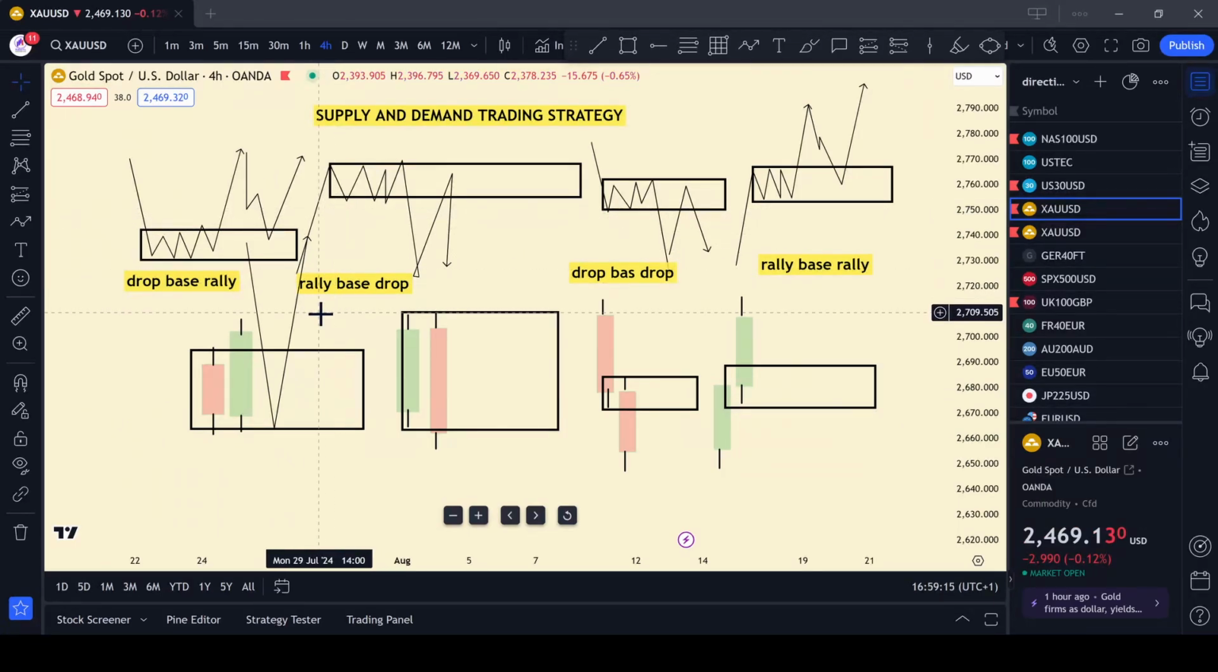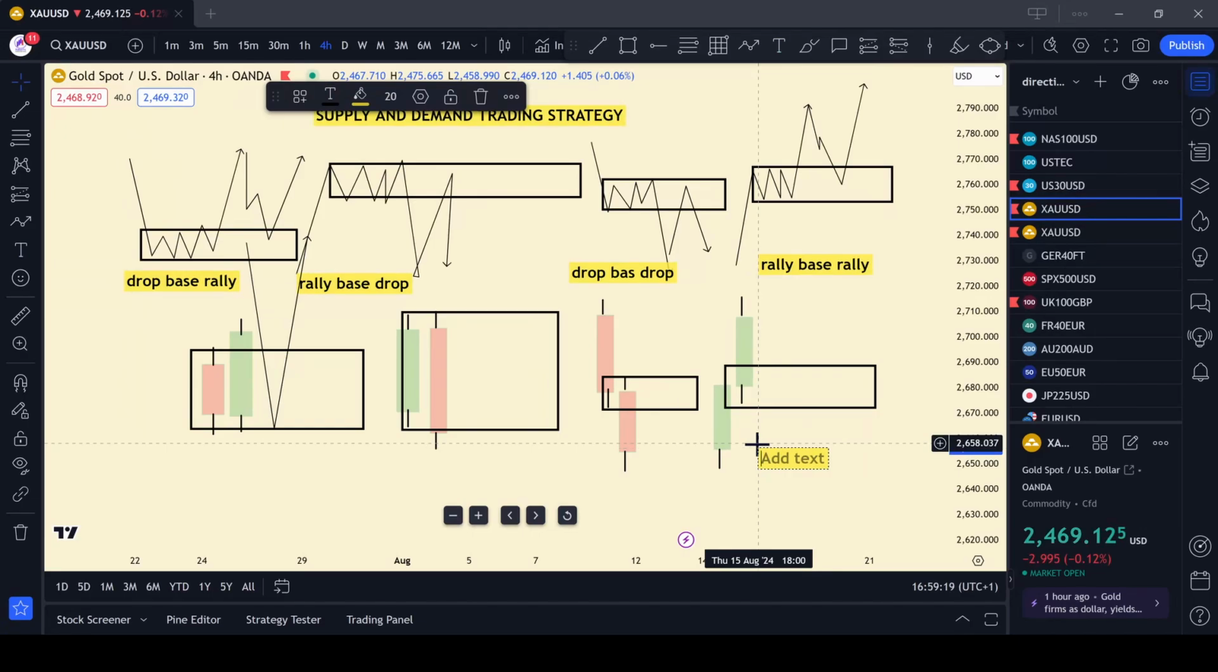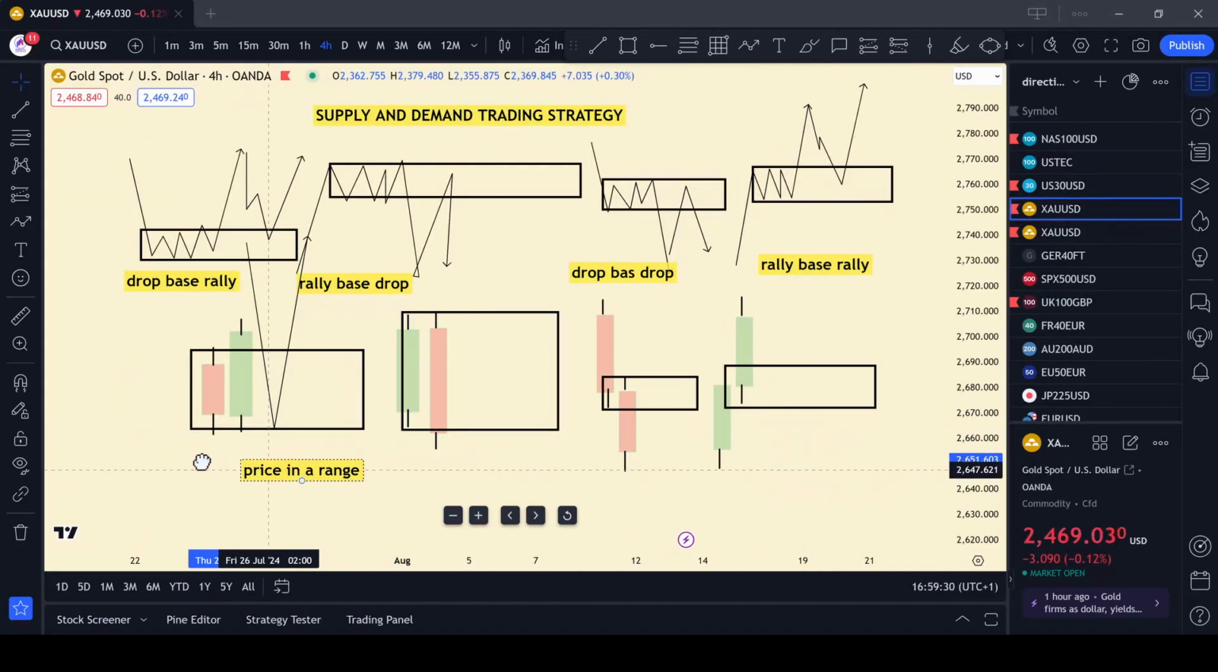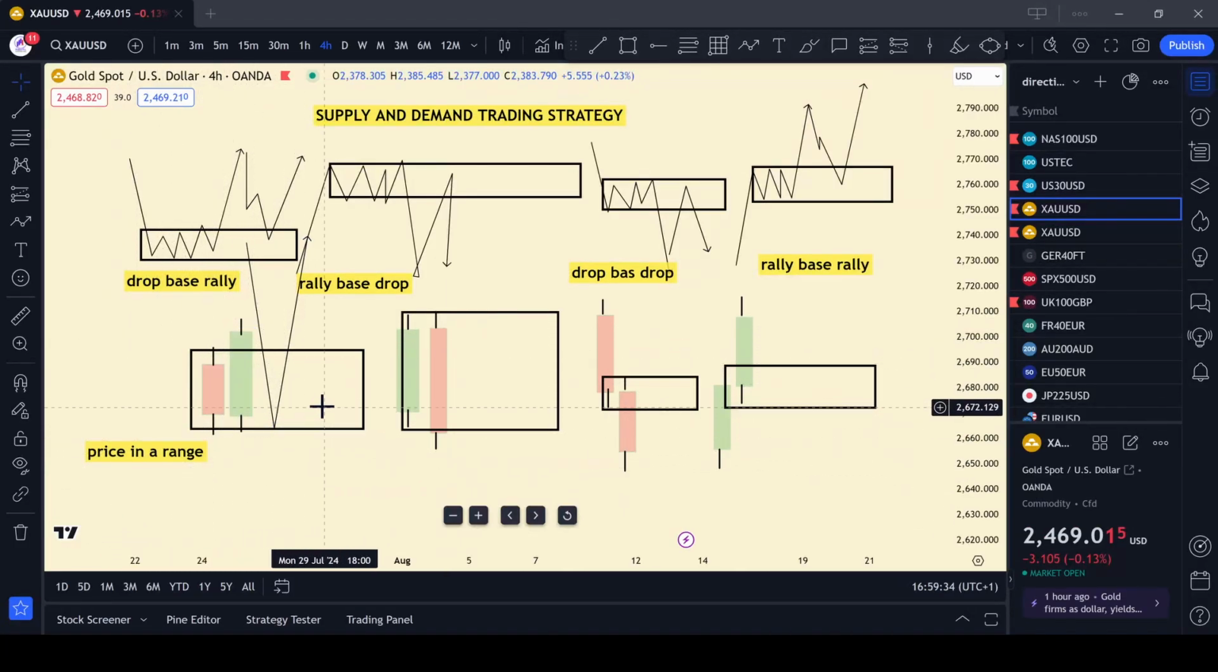So the problem number one I have here is price in a range. All right, that is problem number one. In this case, you are not sure which of these levels will take price to the upside.